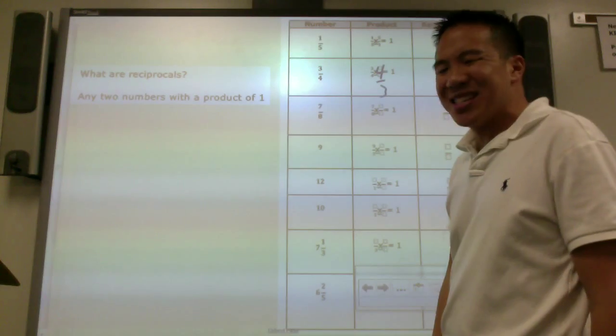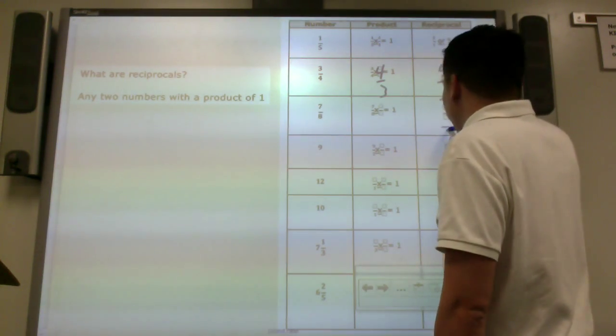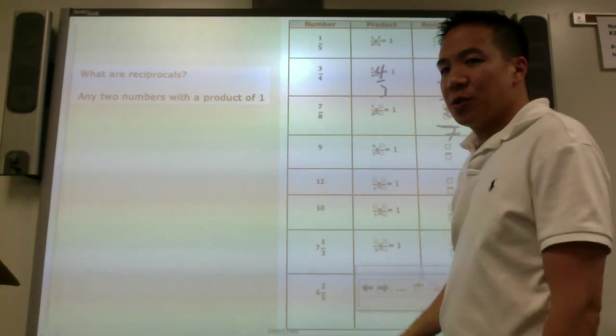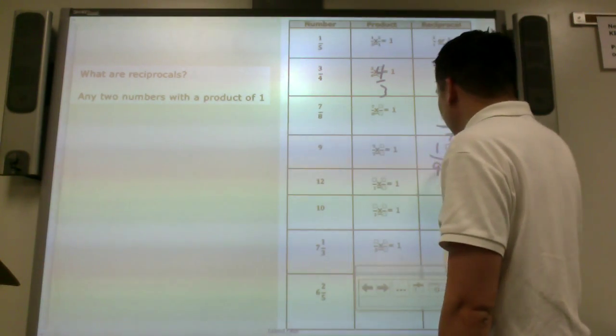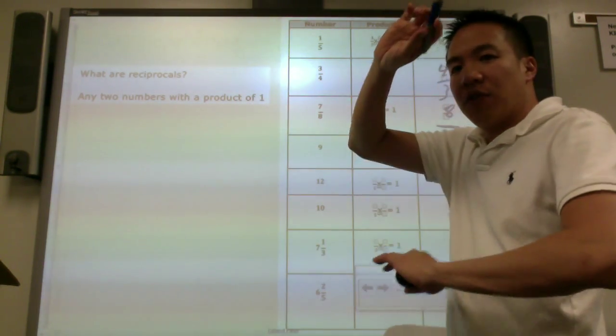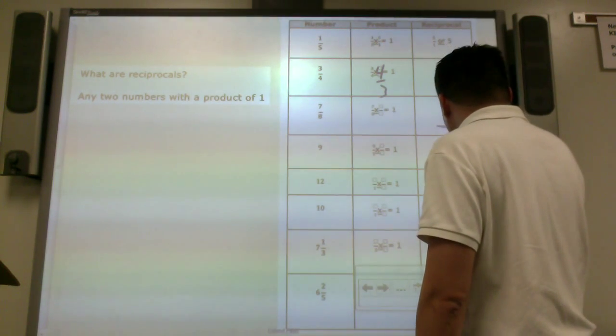What's the reciprocal of 7/8? 8/7. What's the reciprocal of 9? If you have 9, you flip it, it becomes 1/9. What's the reciprocal of 12? You have 12, you flip it, it becomes 1/12.